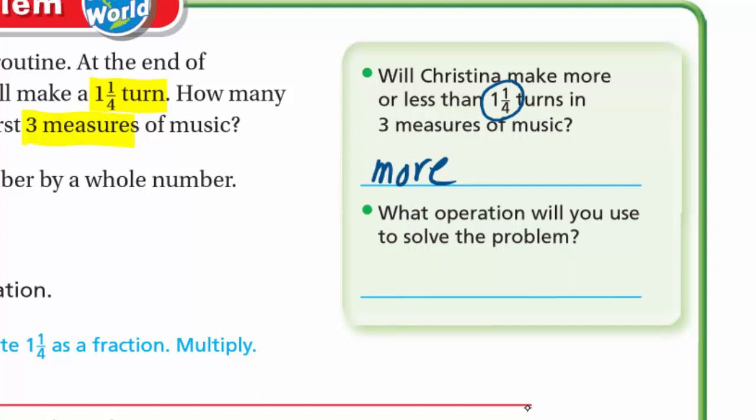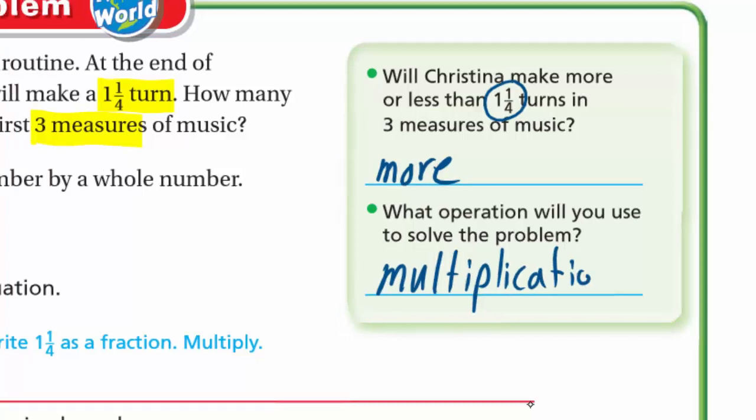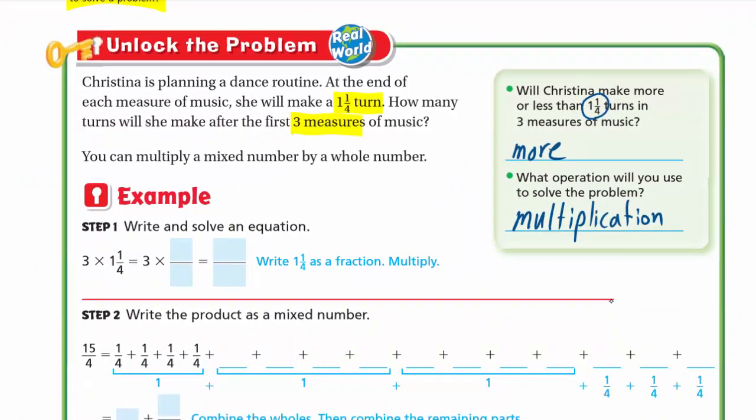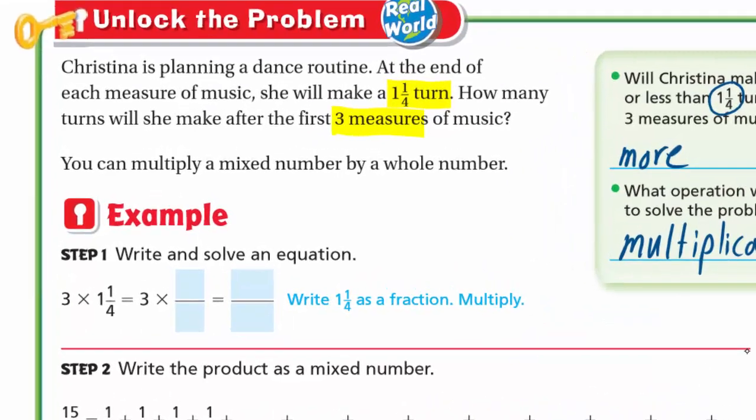What operation will you use to solve the problem? Here we said she will make 1 1/4 after each measure. So after three measures, she will make the 1 1/4 three times. So here it's clear we'll do multiplication. Okay, so we want to multiply 3 and 1 1/4.